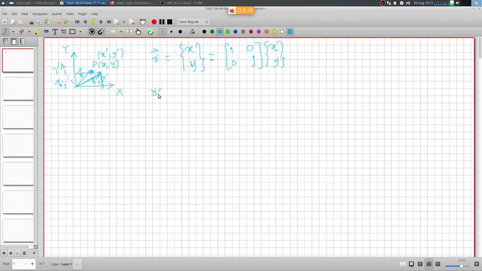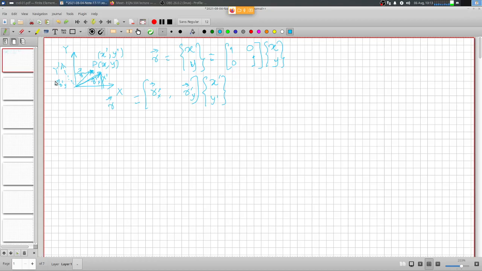r prime x and r prime y. So these are the two unit vectors that we will have, and in terms of that we have these coordinates x prime, y prime, and the position vector r remains the same. So the same point P can be represented as new coordinates x prime, y prime with respect to new base vectors r x prime and r y prime.